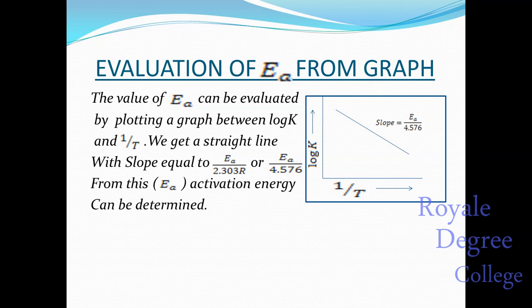Evaluation of Ea from graph. See the graph here. The value of Ea can be evaluated by plotting a graph between log k and 1 by T. We get a straight line with slope equal to minus Ea by 2.303 R or Ea by 4.576. From this, Ea, that is the activation energy, can be determined.